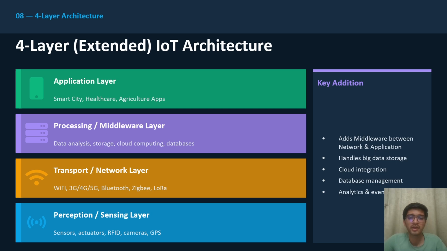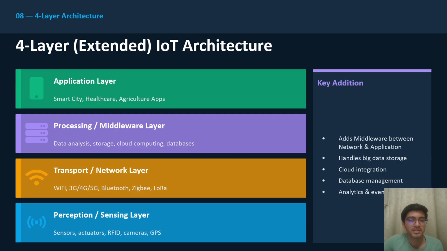So the four-layer improved model adds a crucial processing middleware layer between the network and applications layer. This was the improvement made from the three-layer model. This middleware layer handles the data aggregation, cloud storage, database management, and real-time analytics.